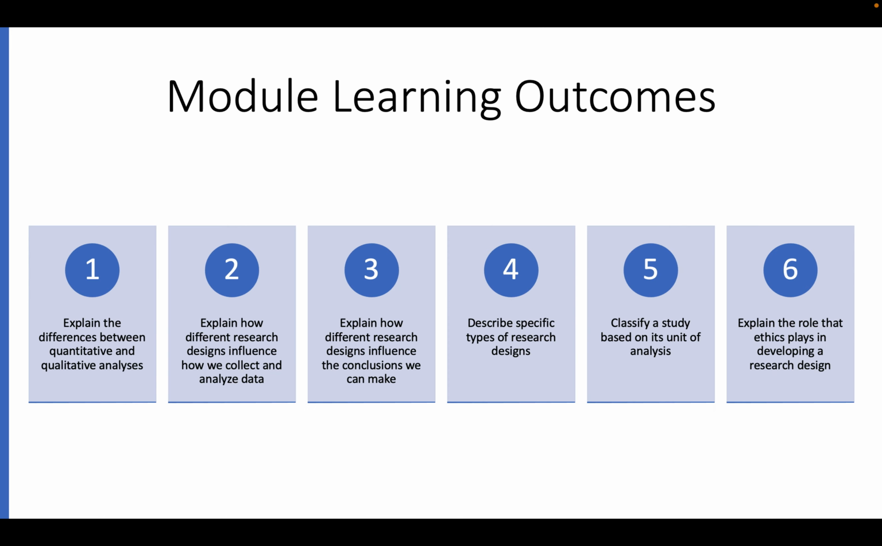Here are our learning outcomes: explaining differences between quantitative and qualitative analyses, explaining how different research designs influence how we collect and analyze data, explaining how different research designs influence the conclusions we can make, describing specific types of research designs, classifying a study based on its unit of analysis, and explaining the role that ethics plays in developing a research design.